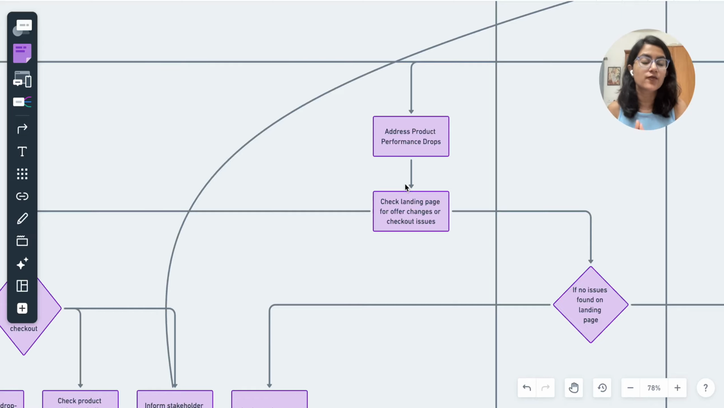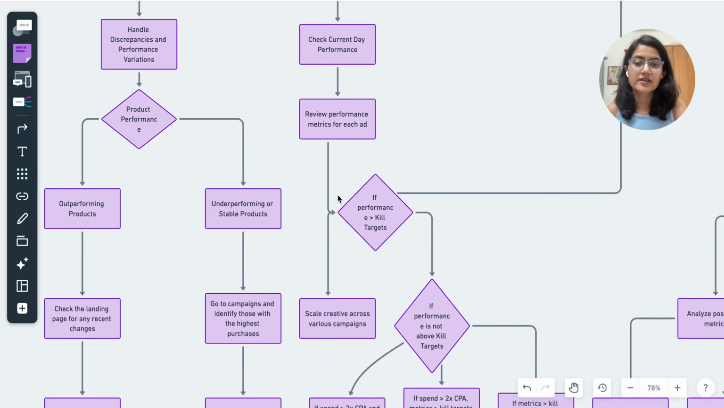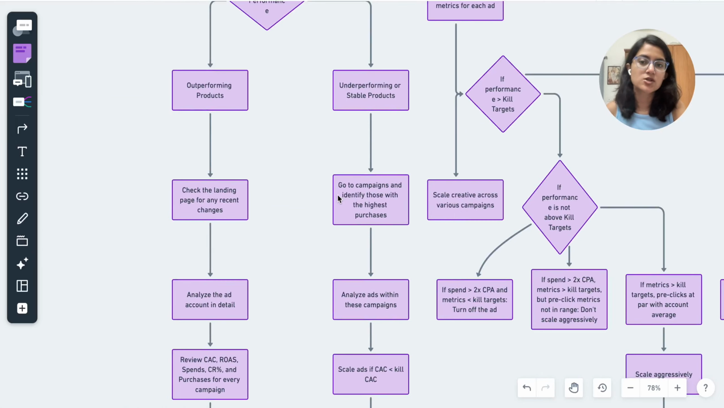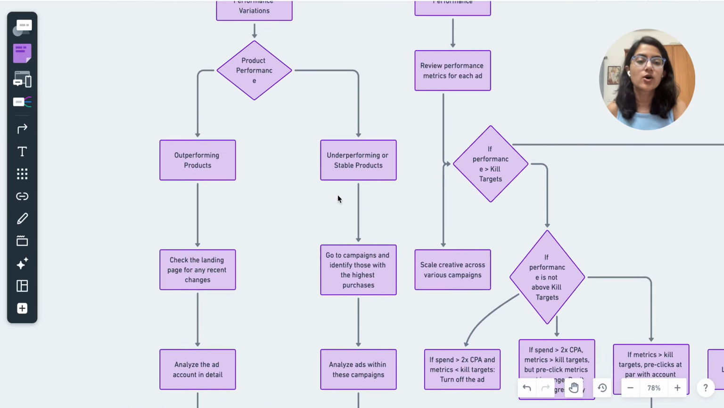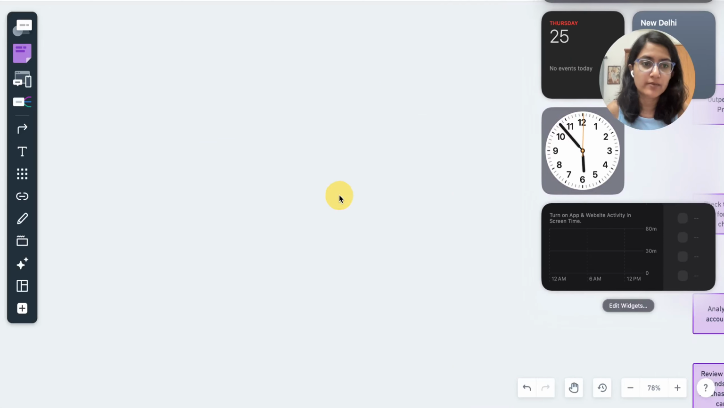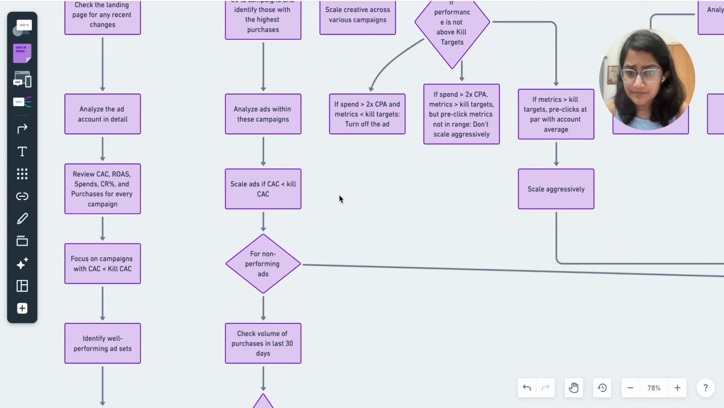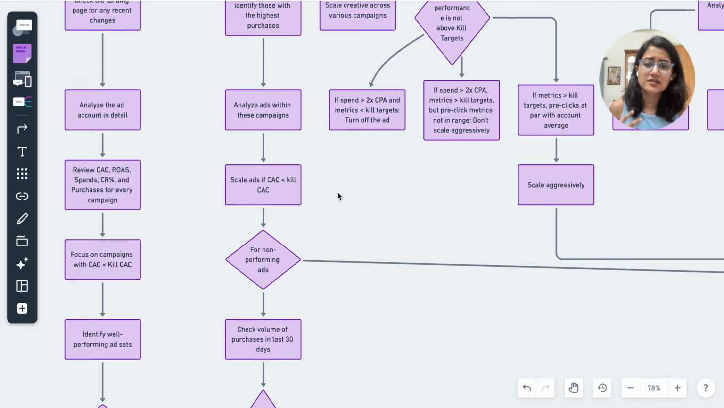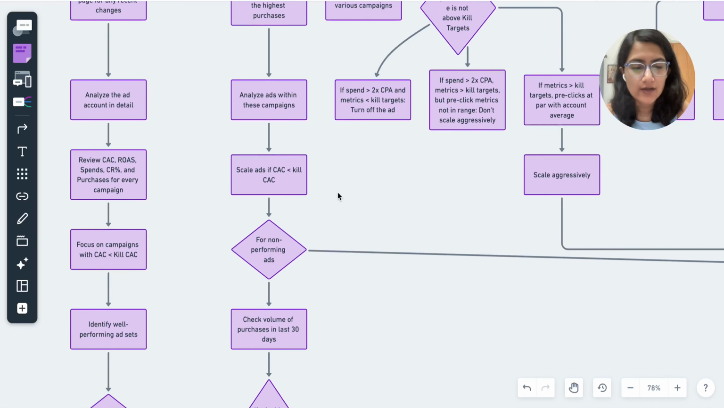Next, you see the underperforming products. Even in the underperforming products, other than just looking into your ad account, you also need to see whether the products are dropping because of something in the add to cart. Now when will you understand that? The moment you check this day's performance or yesterday's performance, you see all your important metrics in the ad account: the CACs, the other metrics, the conversion rates.